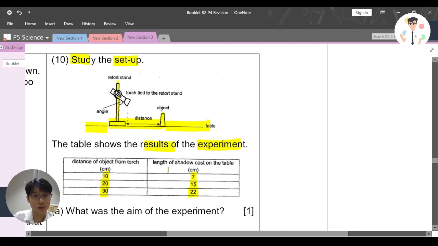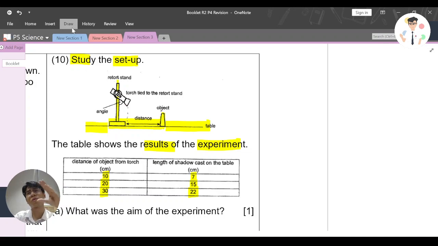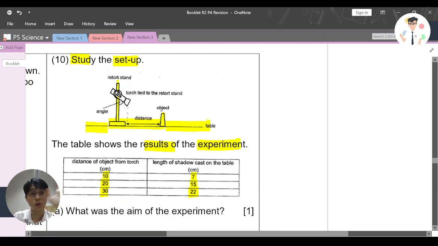And this is a bit weird. Why? Because we learned that when you come closer to the torch, the shadow will become bigger. Yes, but again, this torch is put at a different angle. But anyway, that's not what the question is asking now.